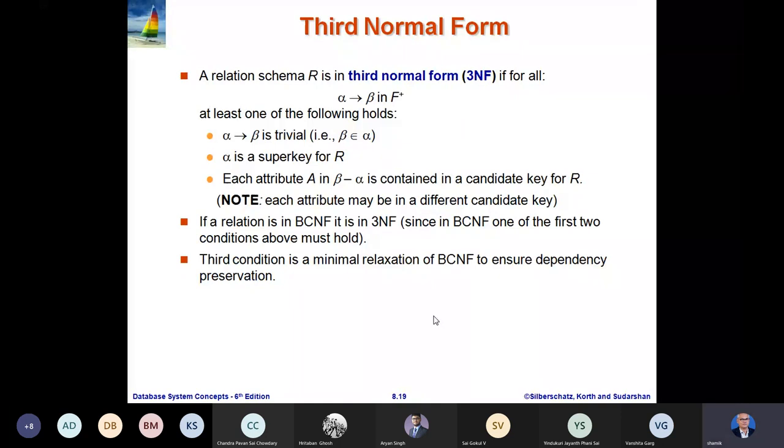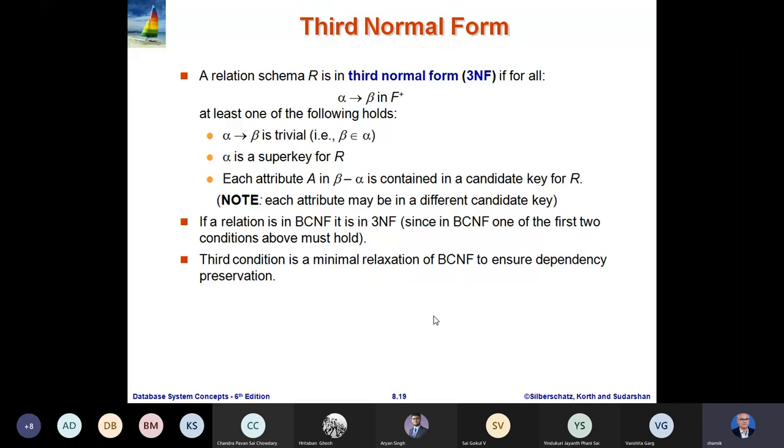If a relation is in BCNF, of course it is in 3NF, because the conditions for BCNF are tighter than those for 3NF. The third condition is a minimal relaxation of BCNF to ensure dependency preservation. So if we go for this third normal form, then the decomposition can always be shown to be dependency preserving.